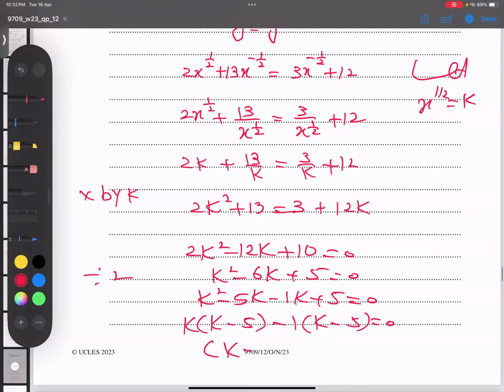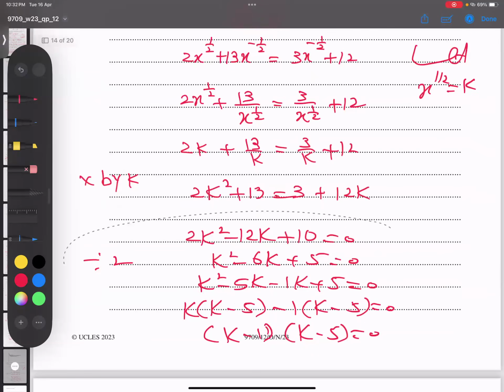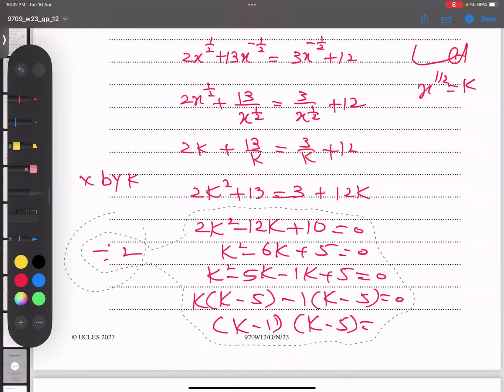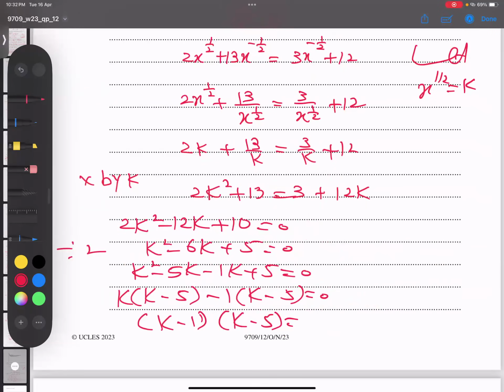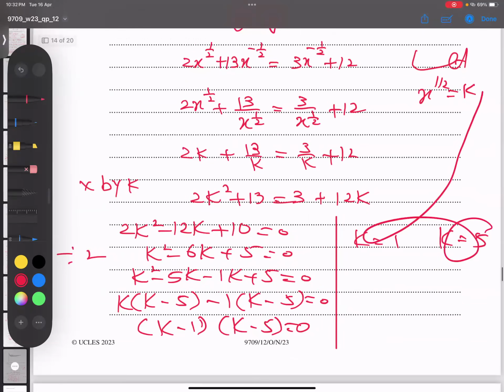So I got k minus 1 and k minus 5. I got two answers, student. One is 1 and one is 5. This I bring slightly here because I need it. And both values I will plug in here.